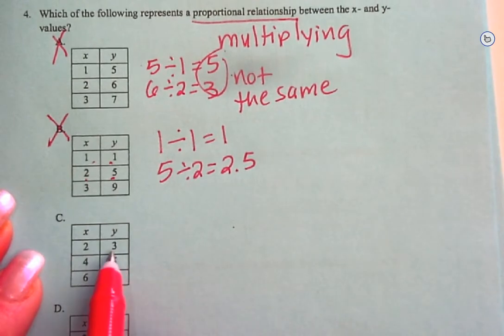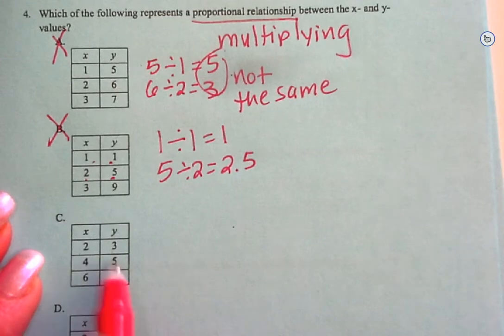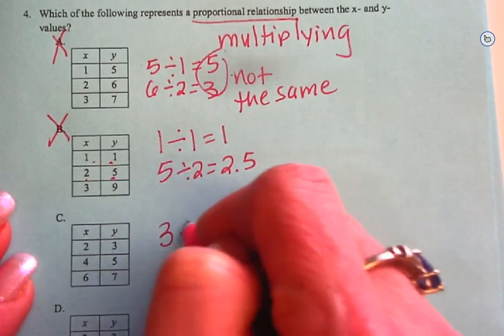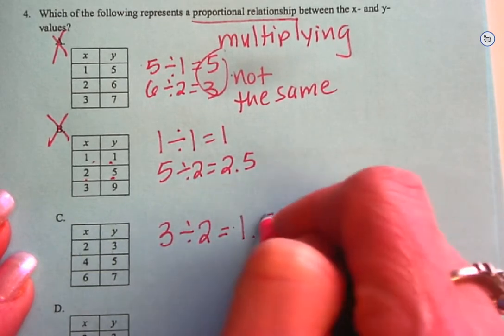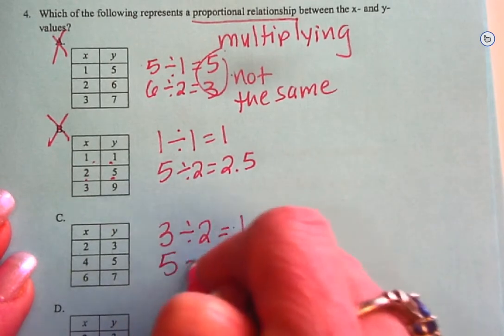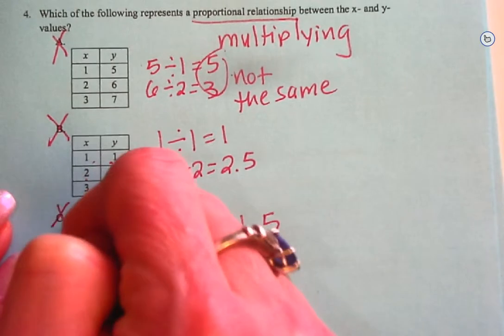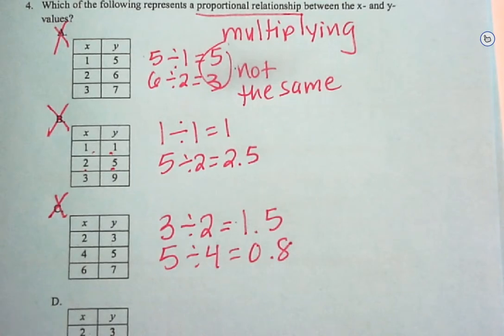And the next one, I'm going to take 3. Because some of them you may not be able to do in your head, you will need the use of a calculator. So I'm going to take 3 divided by 2, and I'm going to get 1.5. 5 divided by 4, I get 0.8. So this again is not proportional. So go ahead and let's take a look at D and see if we can figure it out.